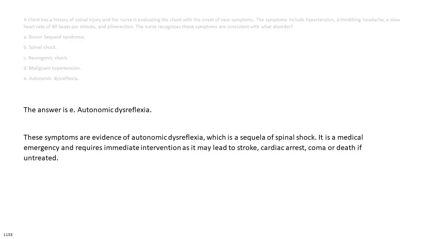The answer is E. Autonomic dysreflexia. These symptoms are evidence of autonomic dysreflexia, which is a sequela of spinal shock. It is a medical emergency and requires immediate intervention as it may lead to stroke, cardiac arrest, coma or death if untreated.